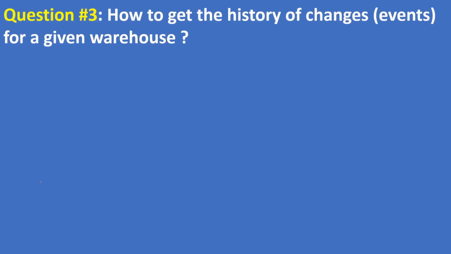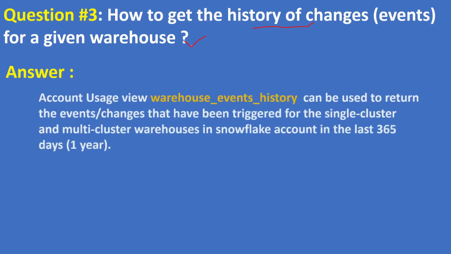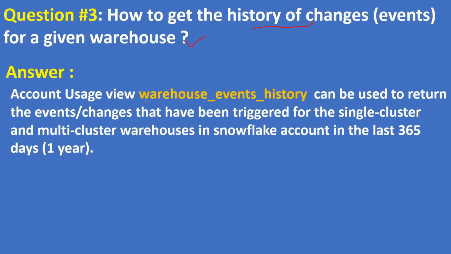Question 3. How do you get the history of changes, events, for a given warehouse? This is crucial for understanding warehouse usage and any configuration changes. The answer is you can use the Account Usage view, Warehouse Events History. This view provides a record of events and changes that have been triggered for both single cluster and multi-cluster warehouses within your Snowflake account.